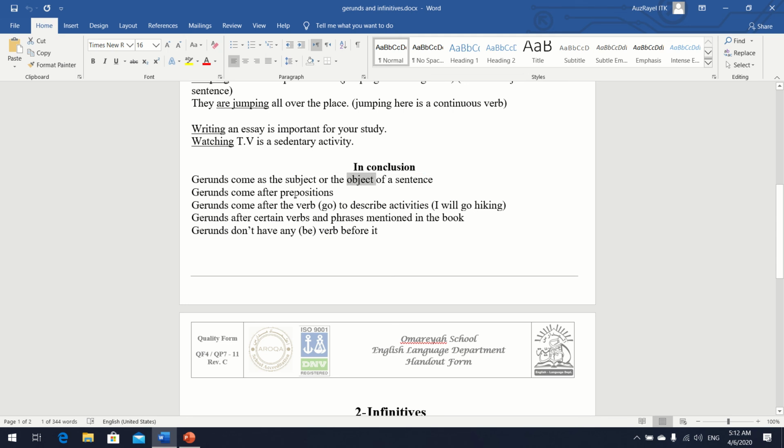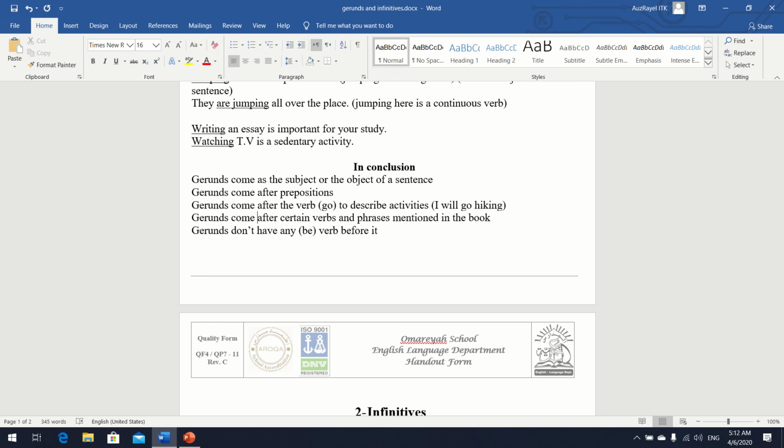Gerunds come after prepositions. Gerunds come after the verb go. Why? To describe activities. I will go hiking. Okay, so this is the description of the activity that I am going to do, hiking. Gerunds come after certain verbs and phrases mentioned in the book.